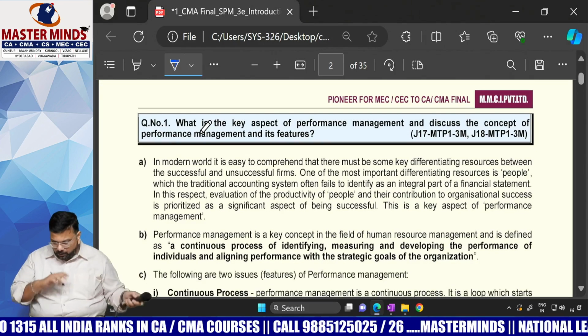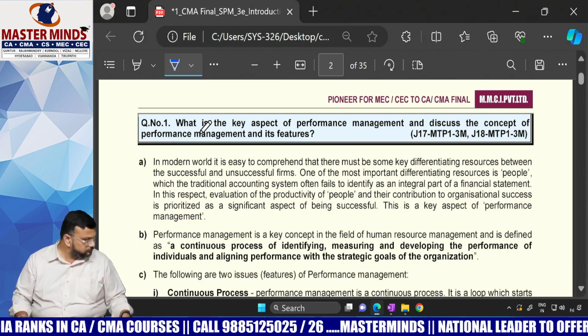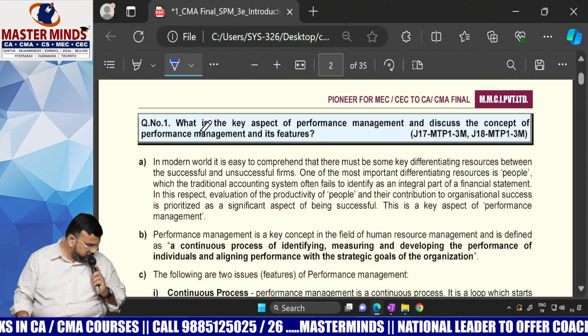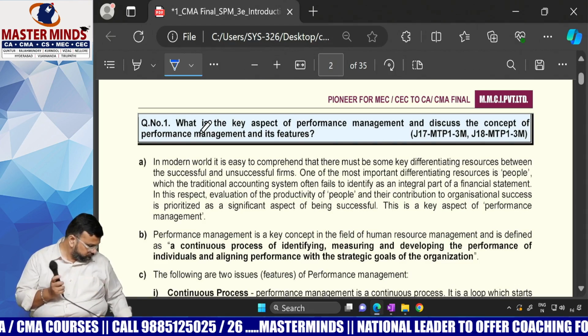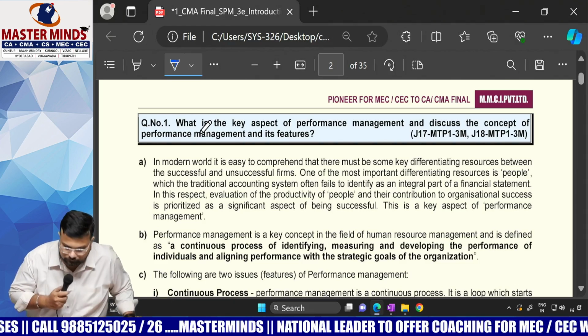The same thing will be discussed from question number 1 onwards. Read it. What is the key aspect of performance management, and discuss the concept of performance management and its features. In the modern world, it is easy to comprehend that there must be some key differentiating resources between the successful and unsuccessful firms.